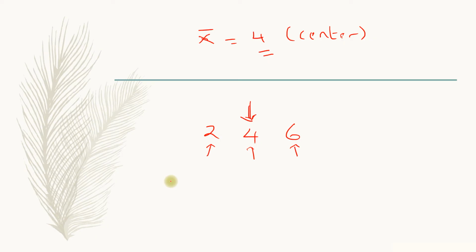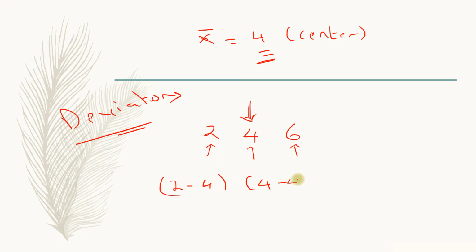Let's evaluate the distance. If you evaluate the difference between them, which we refer to as deviations, you get something like 2 minus the center, which is 4. You get another one, 4 minus 4. You get another one, 6 minus 4. You have 3 different deviations, but obviously you are not interested in 3 deviations. You are interested in only one typical example of a deviation. And if you are interested in one typical value of a deviation, you will do an average of these deviations.